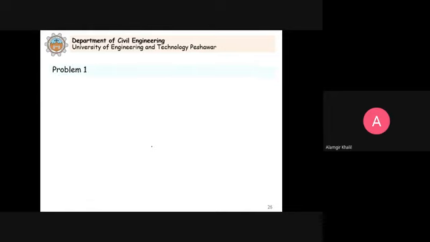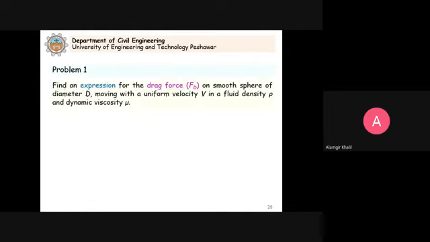So let us start with a problem, then I will stop somewhere and we will continue in the next class because we have limited time. Find an expression for the drag force, the problem that we just analyzed with the Rayleigh method. Now let us analyze the same problem by the Buckingham Pi method and see what we get.